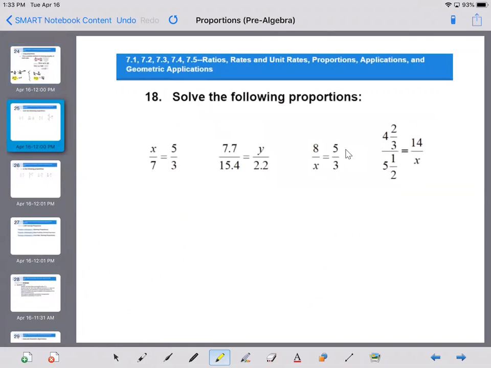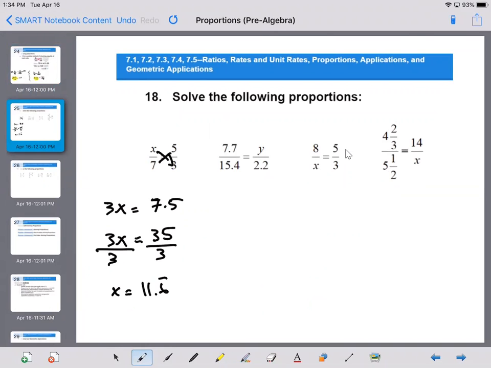So if we solve the following by proportions, we could do cross products. So 3 times x is equal to 7 times 5. So 3 times x is equal to 35. So we're just going to divide 35 by 3. And we will get a repeating decimal. So x is 11.6 repeating. Or we could have said x is equal to 35/3 and just leave it.